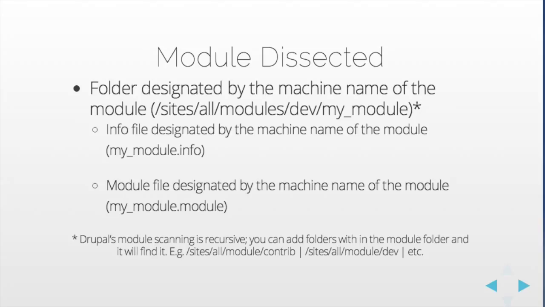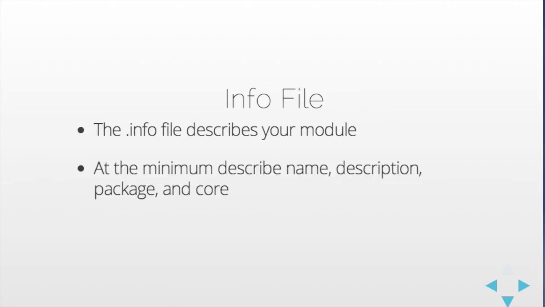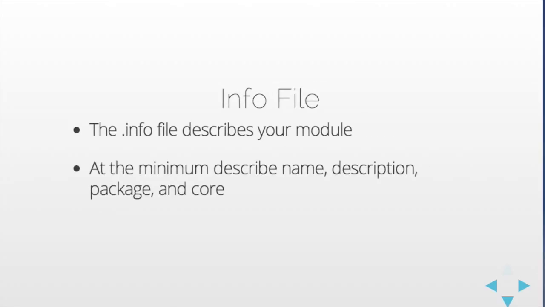Moving down, within that folder, you have an info file, again, designated by the machine name of the module, so my_module.info. And finally, the module file, designated by the machine name of the module. Again, this is at its simplest, the minimal parts that you would need to create a module. So, the info file. The info file describes your module.